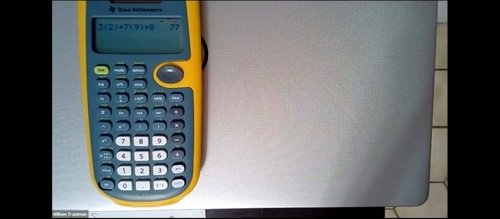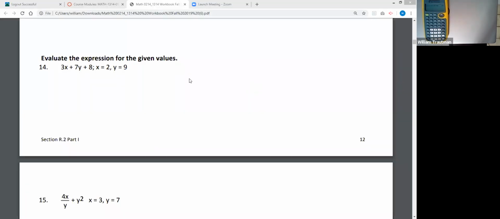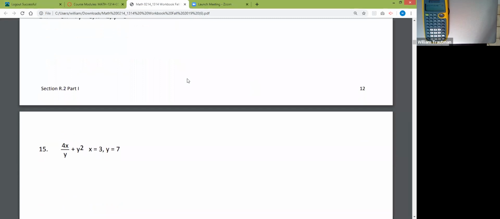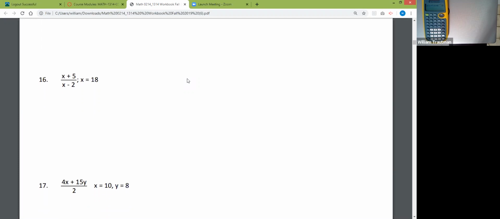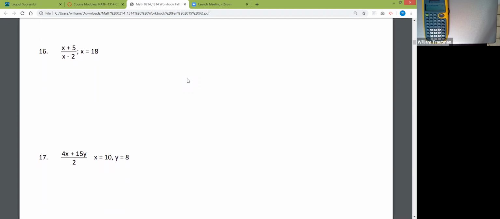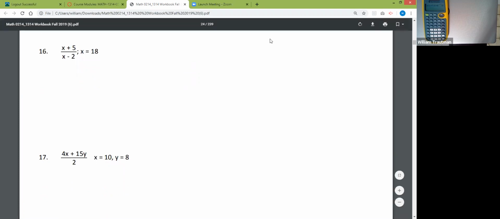Let's look at the next problem. I want to see what 16 looks like. 16 or 17 is closer to what's on the actual test that we're going to have next week.